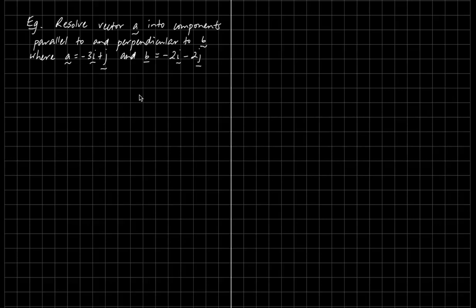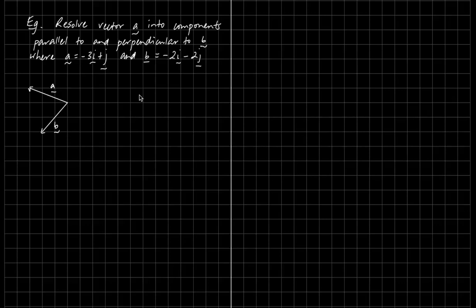We don't need a diagram to do this, but often when we're learning a concept it's helpful to have something to visualize. So let's try and draw vector A and vector B, a rough sketch, and then understand what it is that we're actually working out. So negative 3i plus j, and then negative 2i minus 2j would be something like that.